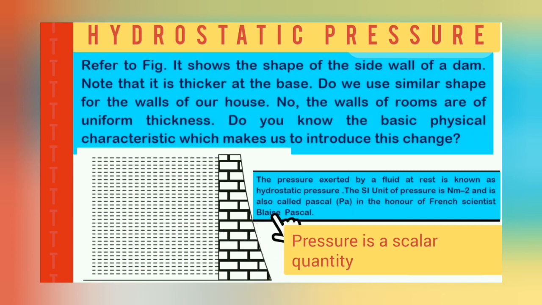What is hydrostatic pressure? The pressure exerted by a fluid at rest is known as hydrostatic pressure. The SI unit of pressure is Newton per meter square or Pascal. So the pressure unit and hydrostatic pressure unit will be the same, and the dimension also will be the same.